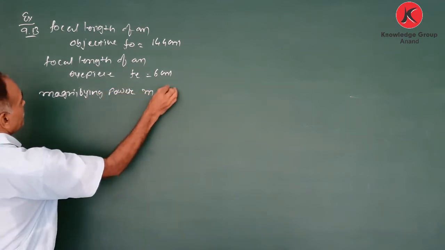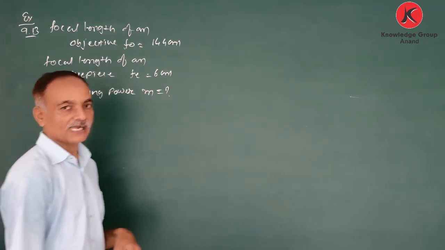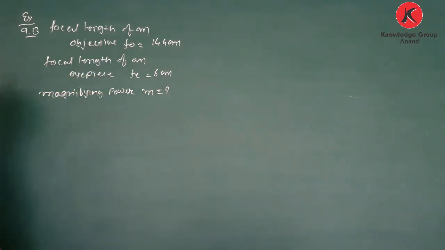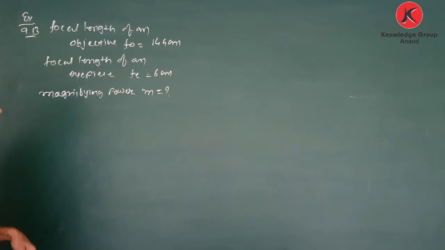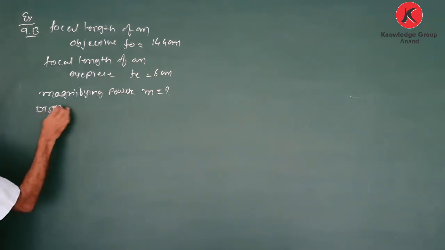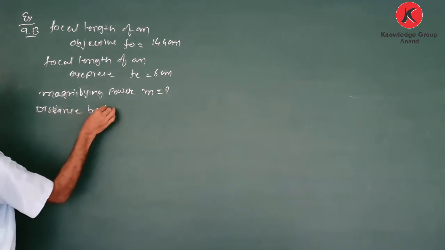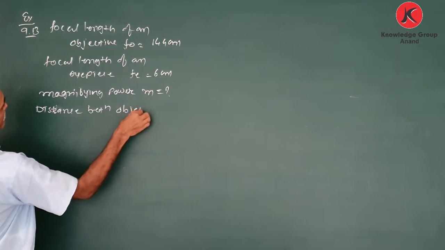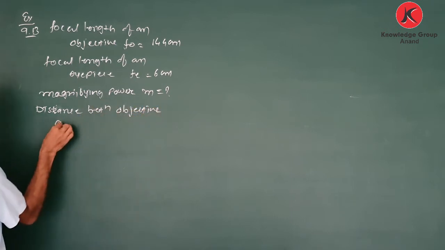That means we have to calculate the magnification, and the second thing we have to calculate is the distance between the objective and eyepiece.